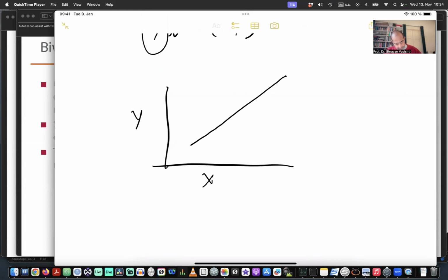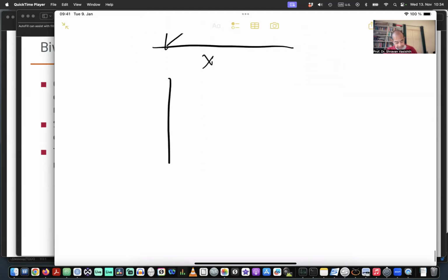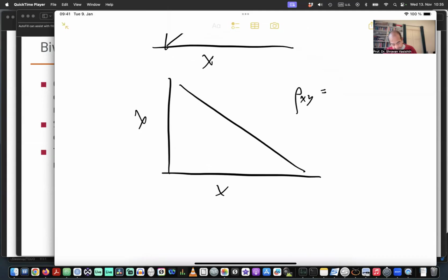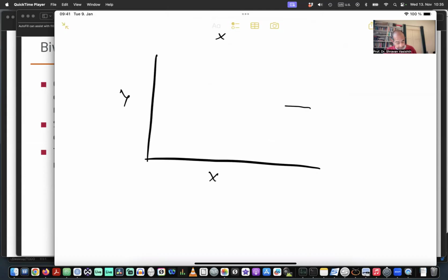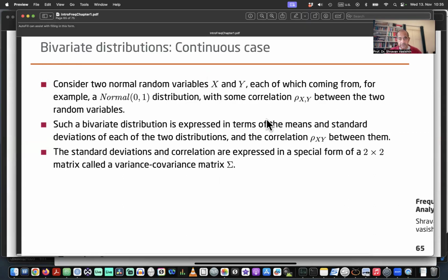A positive correlation of 1, if the rho value of x and y was 1, it would look like this. If the correlation were negative, -1, it would look like this. Rho xy is -1. If the correlation was 0, it would look like this, rho xy is equal to 0. So we are describing a relationship between the x and y values through this rho parameter, this correlation parameter.